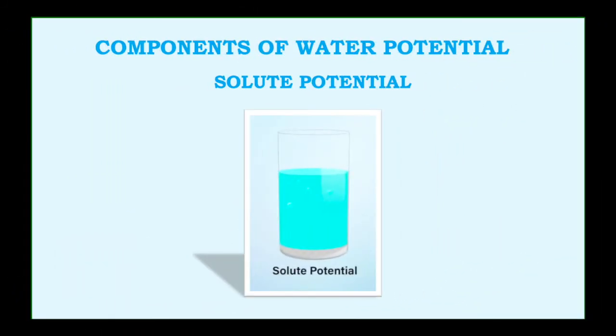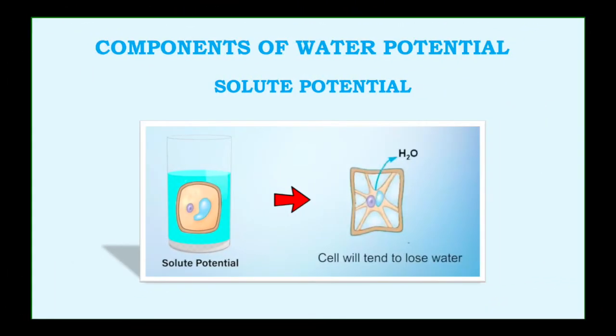Solute potential has important implications for many living organisms. If a living cell with a smaller solute concentration is surrounded by a more concentrated solution, the cell will tend to lose water to the more negative water potential of the surrounding environment.